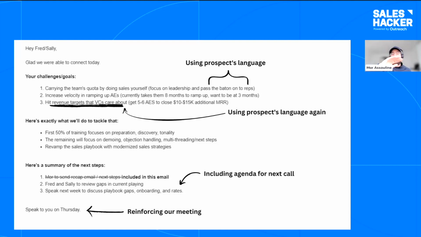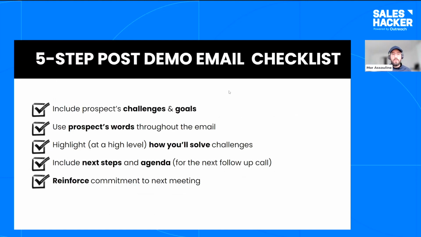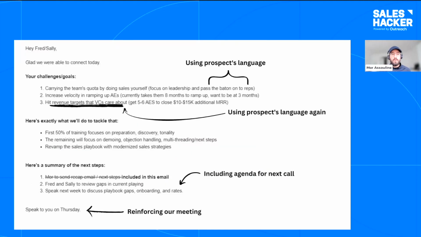Second layer, remember we talked about at a high level, I'm going to tell them how I'm going to solve it at a high level. Well, first, 50% of the training focuses on preparation, discovery, tonality. The remaining will focus on demoing, objection handling, multi-threading, next steps. Third, revamp the sales playbook with modernized sales strategies. That's a high level of what we covered, but I made sure that these items that I'm going to use to solve their problems, we talked about on the call, and now I'm just covering it over here at a high level.